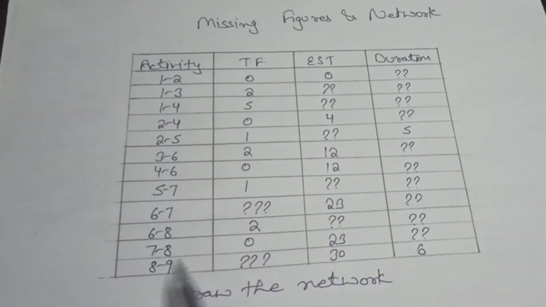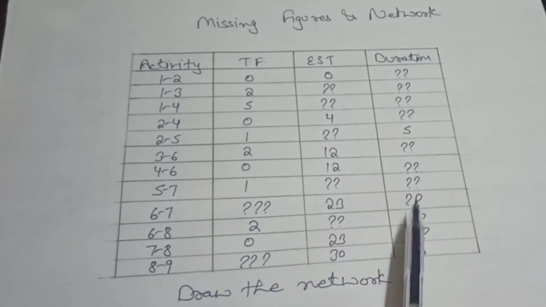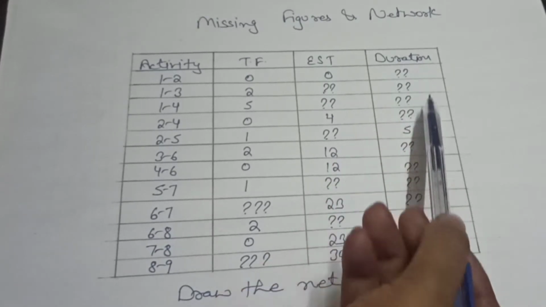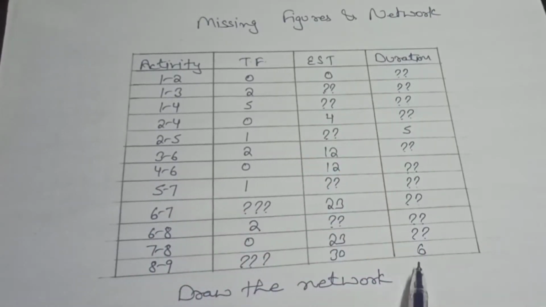So in this table we have given these activities. This is the total float column, this is the earliest start time column, and this is the duration column. As you can see, we have only two durations for two activities. So we have to find all durations so that we can calculate our network and find our critical path.